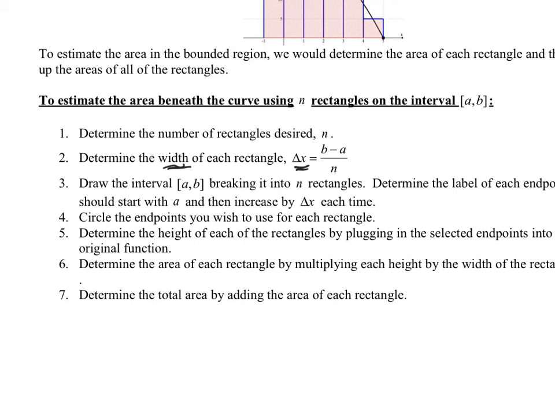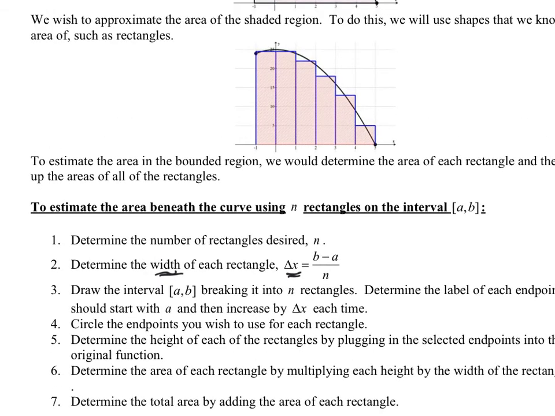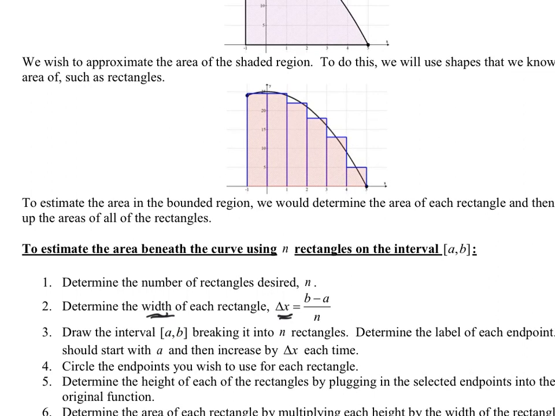We're going to be plugging in left endpoints, right endpoints, or midpoints, which I'll show you shortly. Then it says determine the height. And how do you find the height of a rectangle? Well, the height of the rectangle, for any rectangle, is that function value. So all you're going to do is take whatever that x value is and plug it into the function to find out what the height of the rectangle is. Remember, if you're trying to find the area of a rectangle, you need height and width. To find the height, we plug it into the function. To find the width, we already found that: b minus a over n.